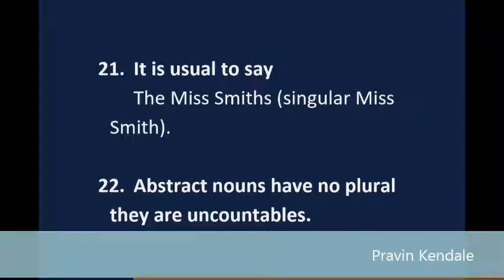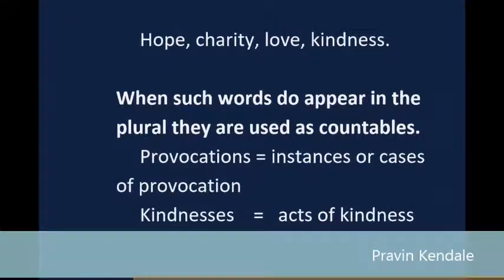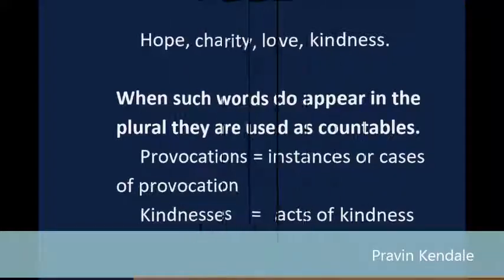22. Abstract nouns have no plural; they are uncountables. Hope, charity, love, kindness. When such words do appear in the plural, they are used as countables. Provocations equals instances or cases of provocation. Kindnesses equals acts of kindness.